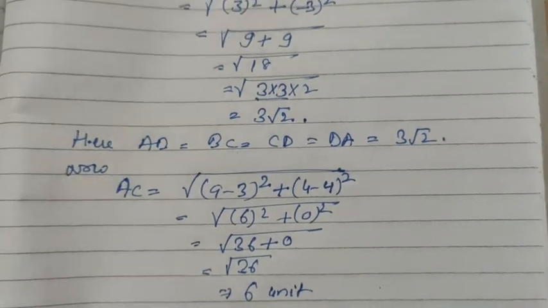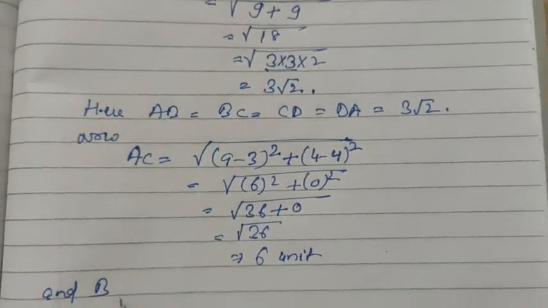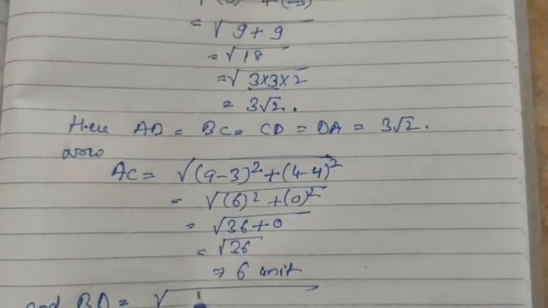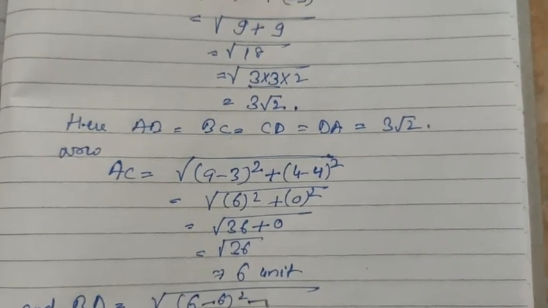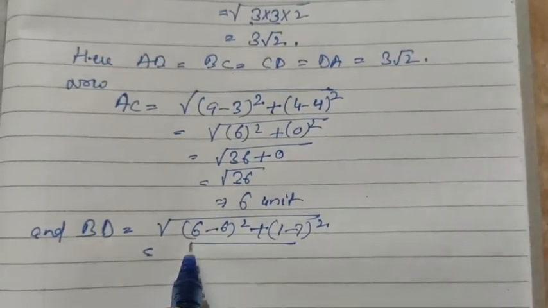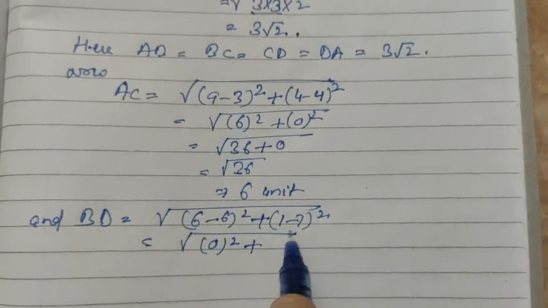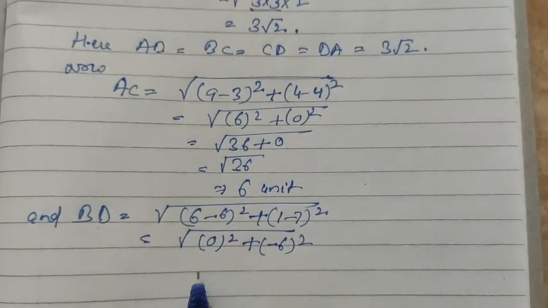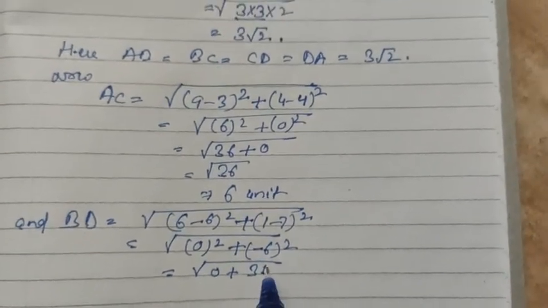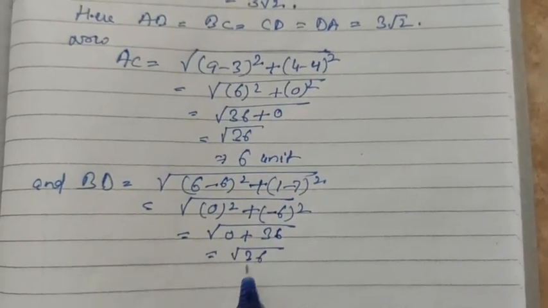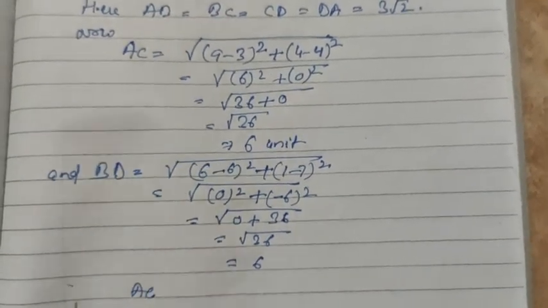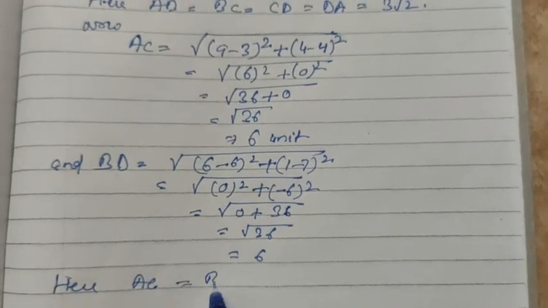Now BD, the other diagonal, will be (6 minus 6) whole square plus (1 minus 7) whole square. 6 minus 6 becomes 0, so 0 square plus (1 minus 7) which becomes minus 6 square. So this will be 0 plus 36. So this will be 36, and square root of 36 will be 6. So here we can say AC equals BD.